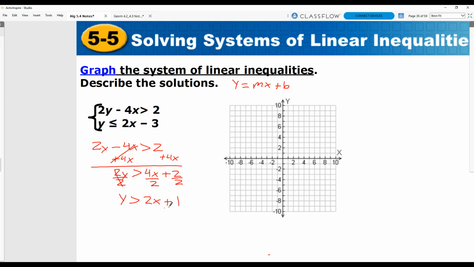Perfect. Now we have it in slope-intercept form, so we can graph both of them. So let's start with this one right here. Since this one was first, we'll get this one graphed. We'll start at our y-intercept of positive 1. And then our slope, it's a positive slope. We'll put a 1 under that 2, so we've got a slope to work with. So we're going to be going up 2 over 1 to the right. Up 2 over 1. We'll put a few points down here.